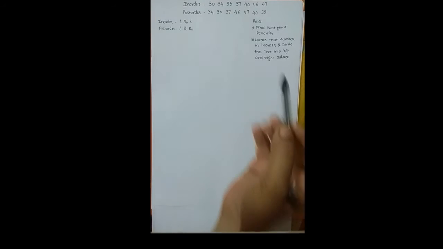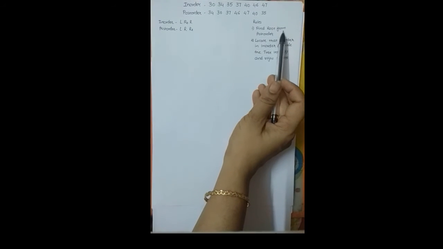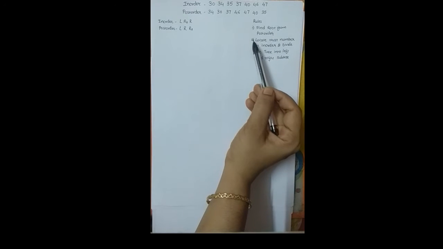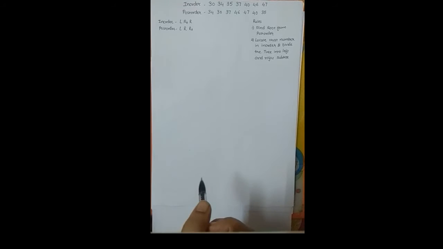We have to remember two rules for that. First, we always find the root from the post-order. And second, locate the number which we found in the post-order inside the in-order sequence and divide the tree into a left and right subtree. Now let's begin constructing a binary search tree from the given in-order and post-order sequences.